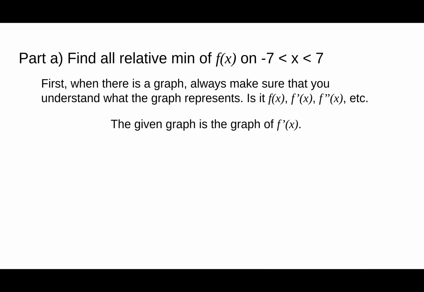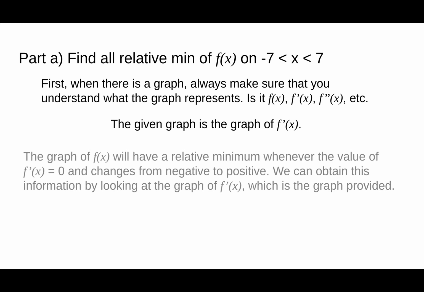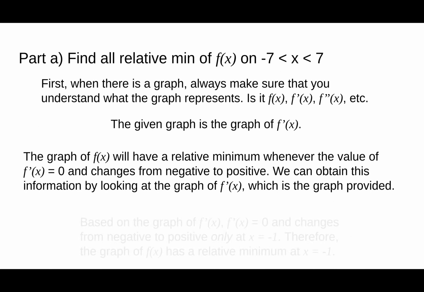All right, the graph we're given is the graph of f prime. So how do we use the graph of f prime to determine where f of x will have a relative minimum? Well, the graph of f of x will have a relative minimum wherever the value of f prime of x equals 0 and changes from negative to positive. We can obtain this information by looking at the graph of f prime of x, since it's given to us.